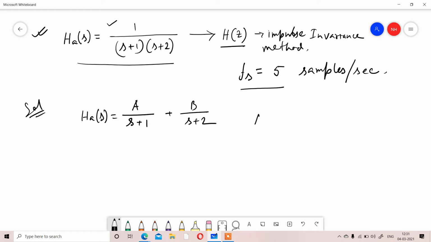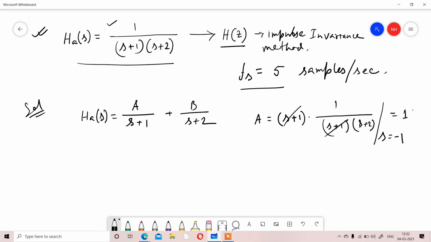Where the value of a will be what? I think all of you know the partial fraction expansion method. For that method, the value of a will be s plus 1 into Hs, where Hs is 1 by s plus 1 into s plus 2, for s equal to minus 1. So s plus 1 will be cancelled out. If we replace s equal to minus 1, it will be 1 by minus 1 plus 2, that is 1 by 1, or simply the value of a will be 1.